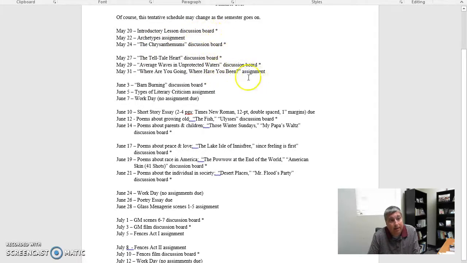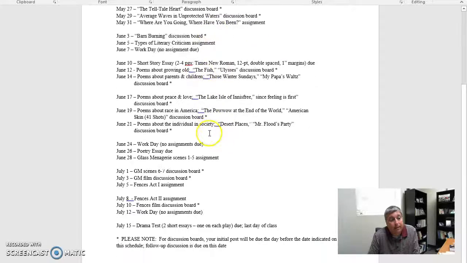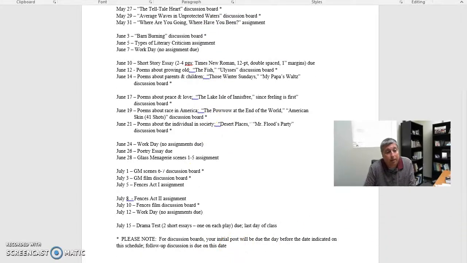And notice the stars here by the discussion boards, which means, as it says down here at the bottom, that your initial post will be due the day before that. So, for example, these poems here, there are 2 discussion boards, one on Desert Places, one on Mr. Follett's Party. Those are the initial posts. The first thing you post is due on June 20th, the day before. And then on June 21st, again, all these dates are by midnight. So by midnight on June 21st, you should respond to at least 2 of your classmates in your thoughts on this poem, this discussion on this poem.